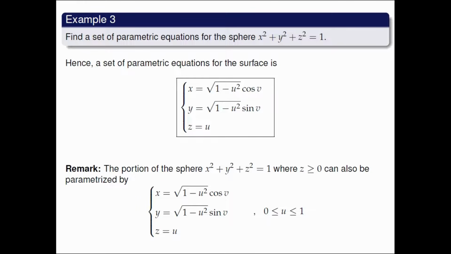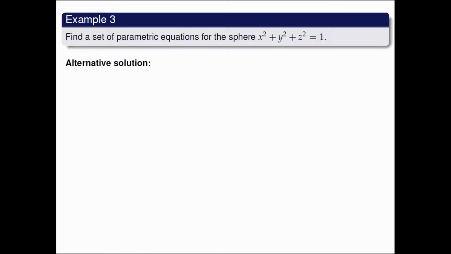For this example, we have an alternate solution. Here, we let z equals cosine u. From the equation of the surface, we get x squared plus y squared equals 1 minus z squared. Since z equals cosine u, we have x squared plus y squared equals 1 minus cosine squared u. But 1 minus cosine squared u is equal to sine squared u. So we have this equation.